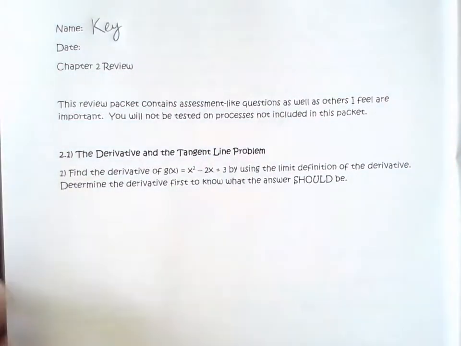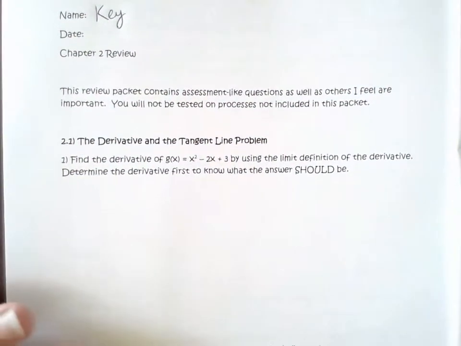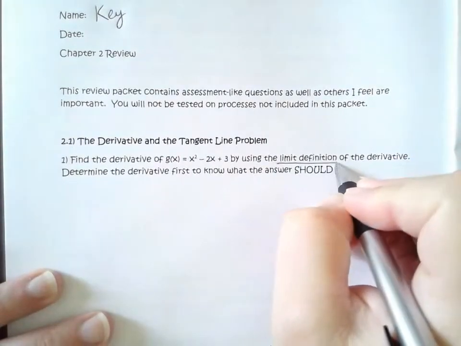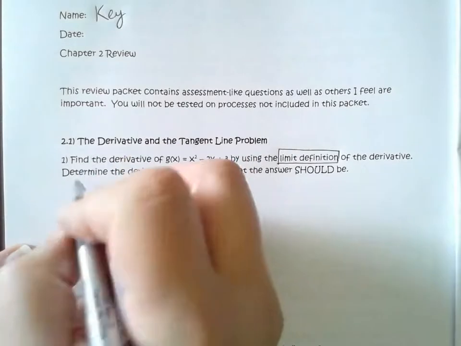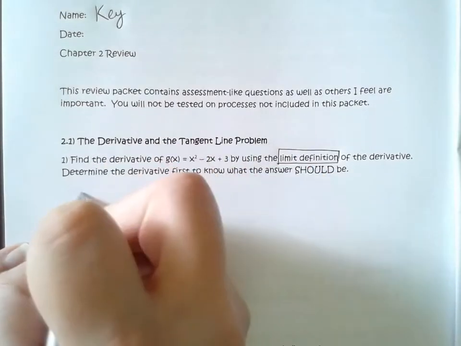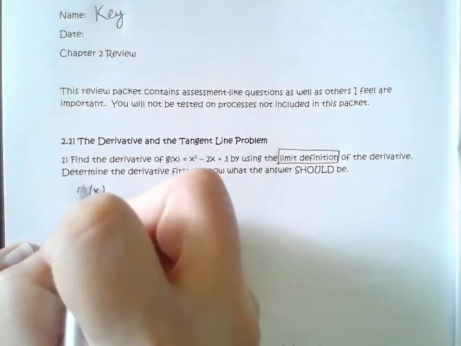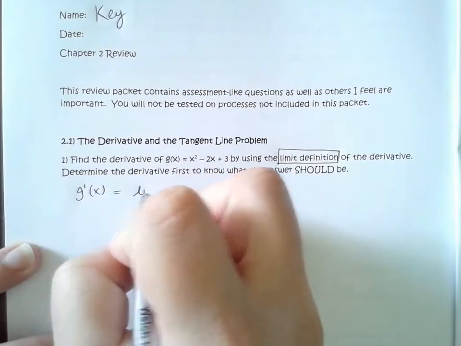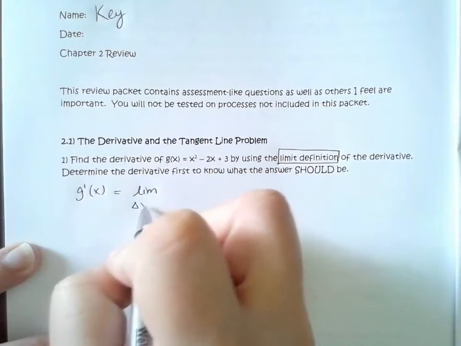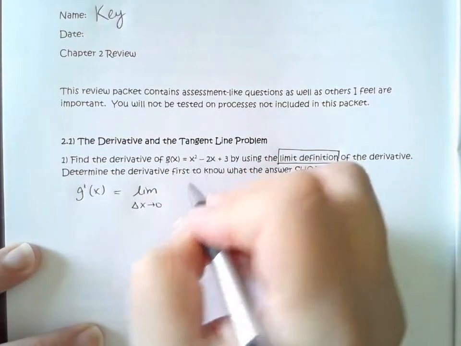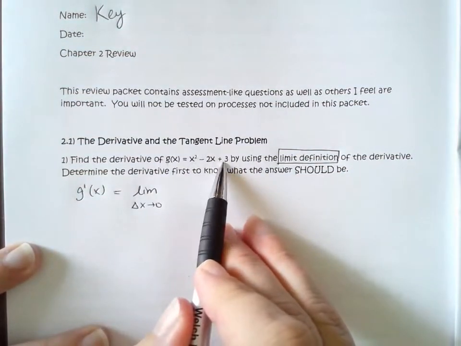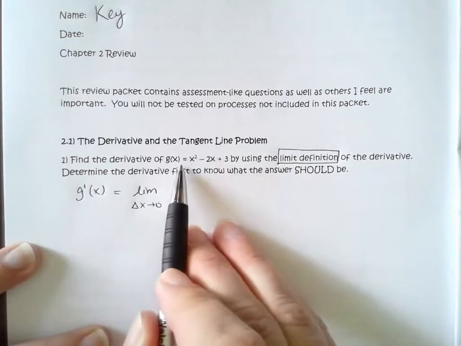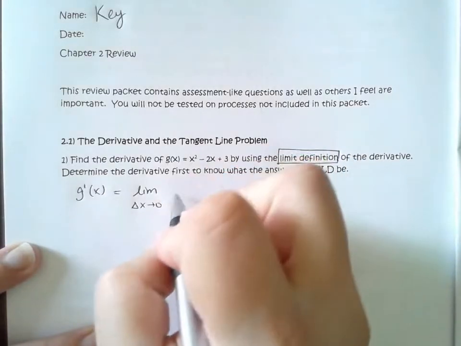is to talk about finding the derivative using the limit definition. The fact that it says limit definition is the clue that this is the long way to find the derivative. Because this says g of x, I'm going to write g prime of x. It is equal to the limit as delta x approaches 0 of this formula right here with x plus delta x plugged in minus the original formula.